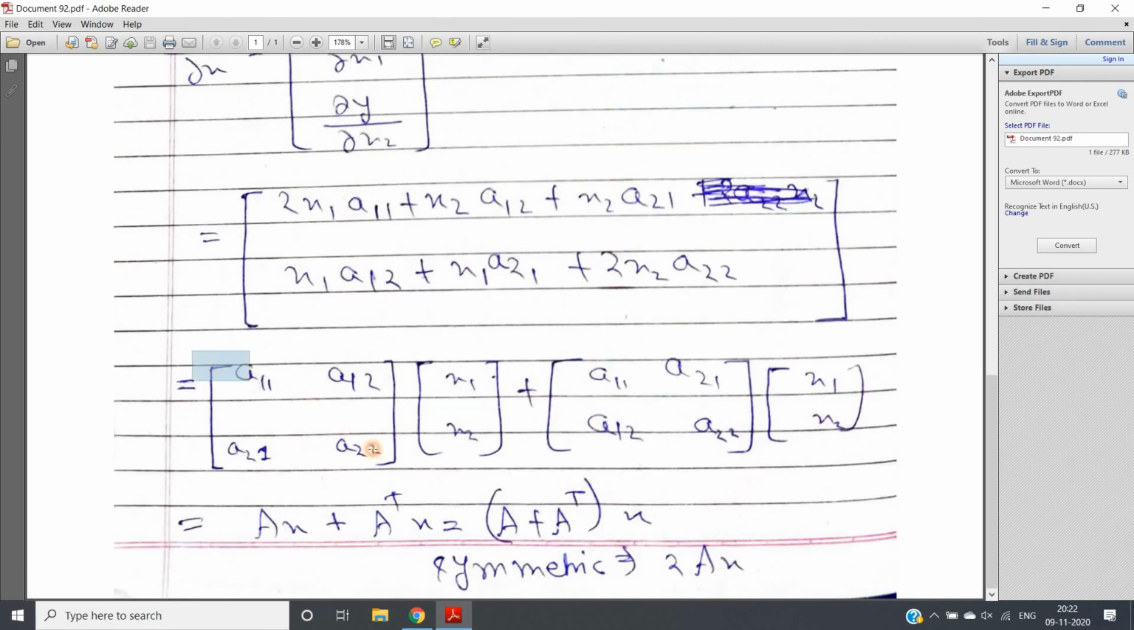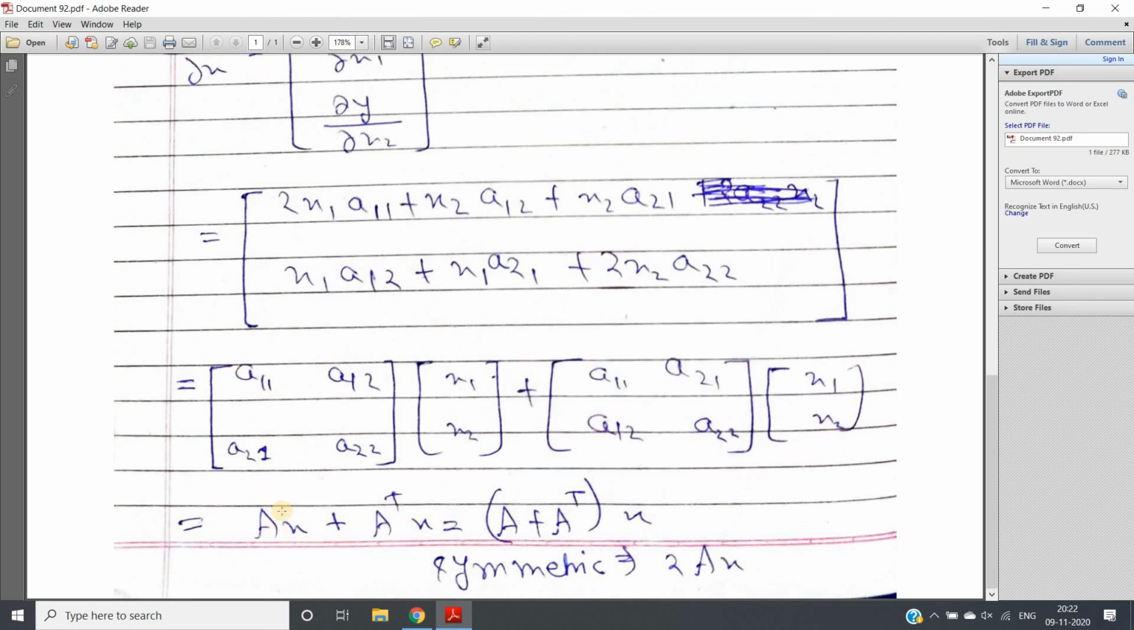Now what is this matrix? a11 a12 a21 a22 is nothing but my A matrix. So it will become A, and this is the column vector x, so Ax plus, see carefully, a11 a21 a12 a22, this matrix and that matrix are transposes of each other, so this is nothing but A transpose. A transpose multiplied by x.